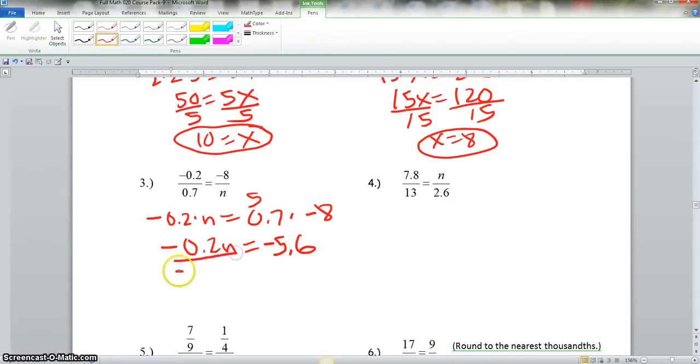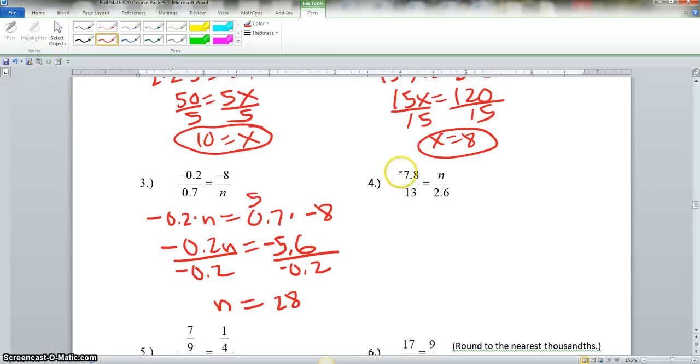So now we divide each side by negative 0.2. And n is equal to a negative divided by negative. We know it's positive. 5.6 divided by 0.2 is 28.